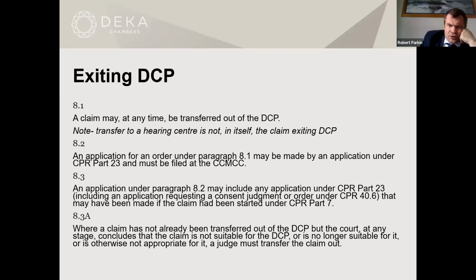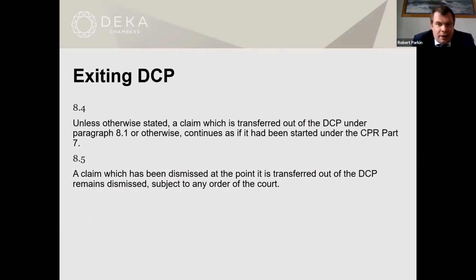Where a claim has not already been transferred out of the DCP, but the court at any stage concludes that the claim is not suitable for the DCP, or is no longer suitable for it, or is otherwise not appropriate for it, a judge must transfer the claim out. Unless otherwise stated, a claim which is transferred out of the DCP continues as if it had started under Part 7. So why would you need an order to the effect that it should? But there we are, you can make that application. And a claim which has been dismissed at the point it is transferred out of the DCP remains dismissed, subject to any order of the court.